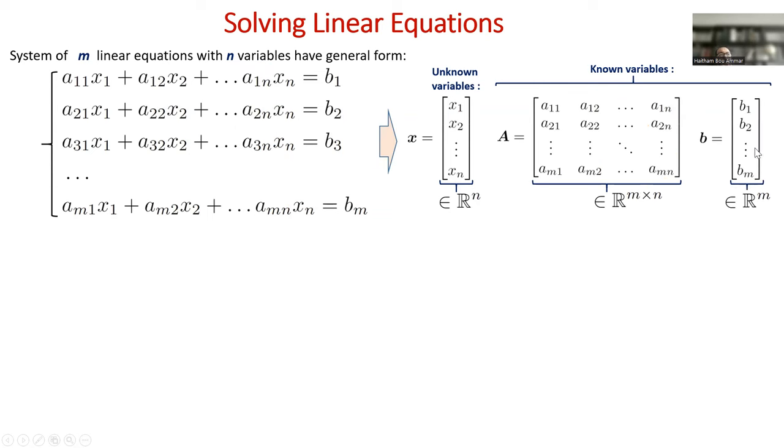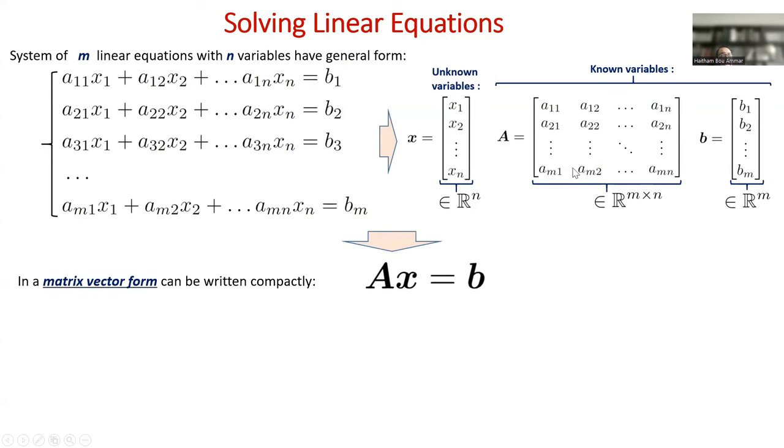Then I do the same with the vector b. I take b1, b2, b3, up to bm, and list them in a vector form, so now that's an m-dimensional vector. These are constants, sorry, not coefficients. So we started from this, and now we define these three components: a vector of unknowns, a matrix of the coefficients of the linear equations, and a vector b of what each linear equation needs to amount to.